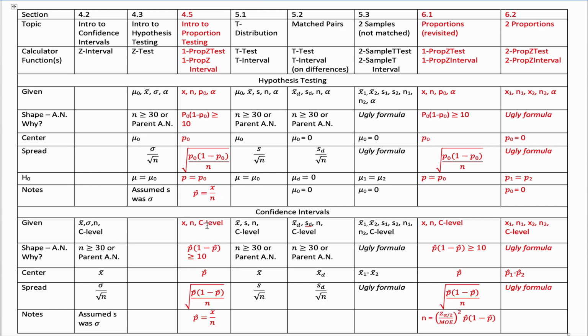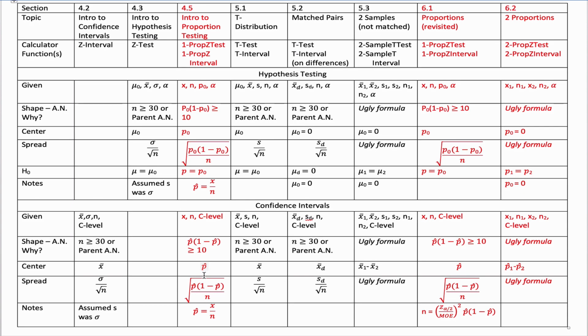So you get x, n, and your confidence level, which are the three things that go directly into your one prop z interval, and those spit out your lower and your upper bounds for your confidence interval. You draw your picture with p hat in the middle, and those lower and upper bounds, and you're good to go. The spread is the same spread. Well, it's almost the same spread as we have here. It couldn't be the exact same because there is no p naught down here with confidence intervals.